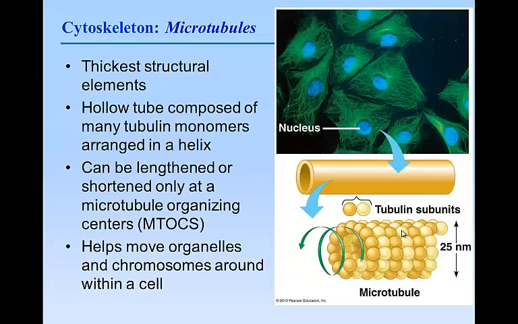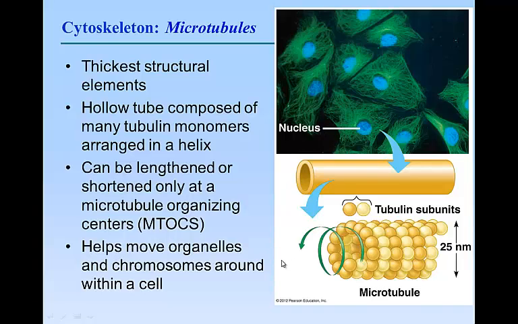Microtubules are thicker and they look like tubes. If you were to describe them, you would use a straw. These are the thickest of the elements, and they're composed of tubulin monomers. So tubulin is a little round or globular structure that can be joined together to form these tubes. And what's really interesting is the cell has the ability to make the microtubules longer and shorter.